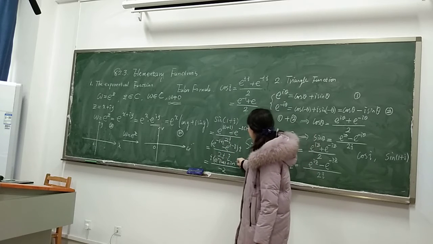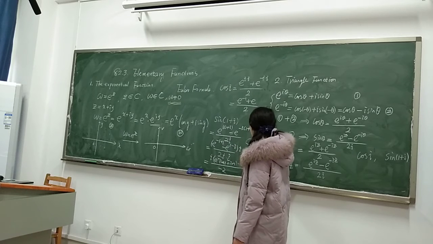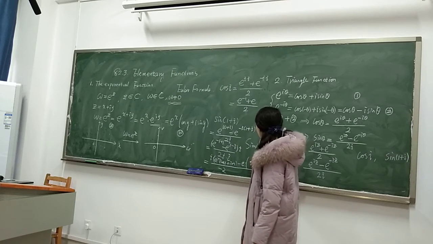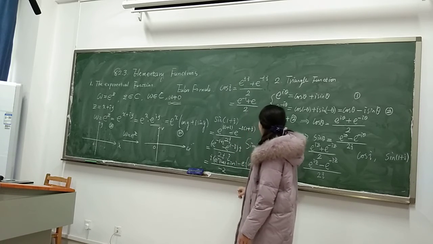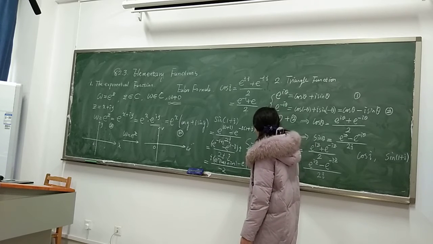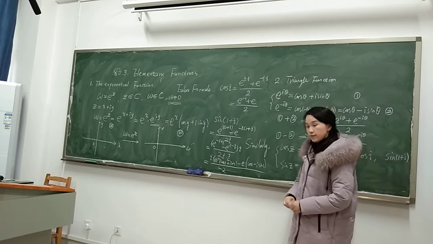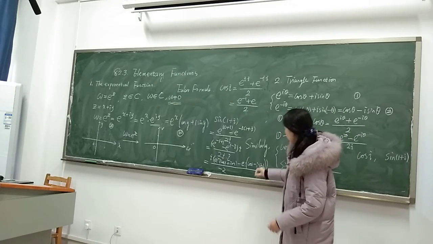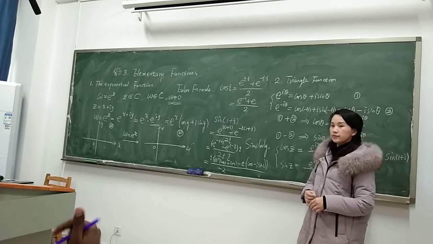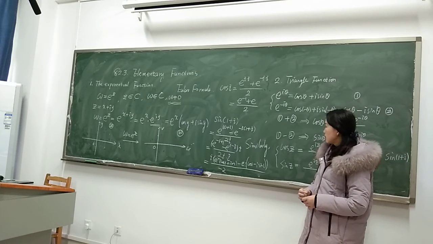Okay. Here is e^1, Euler formula, cosine 1 minus i sine 1. Any question here? She's confused why cosine comes there.